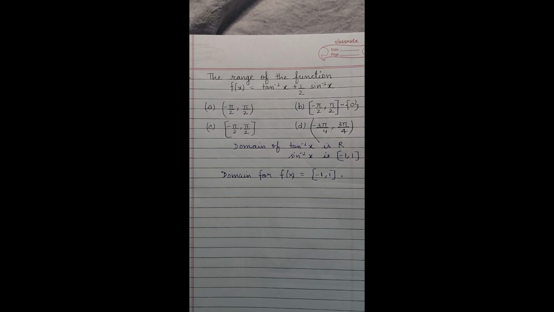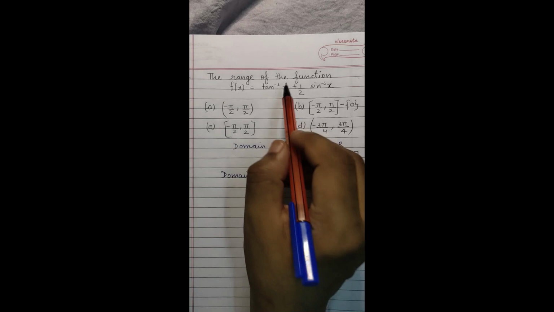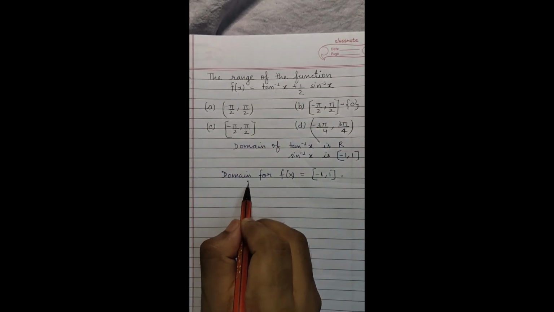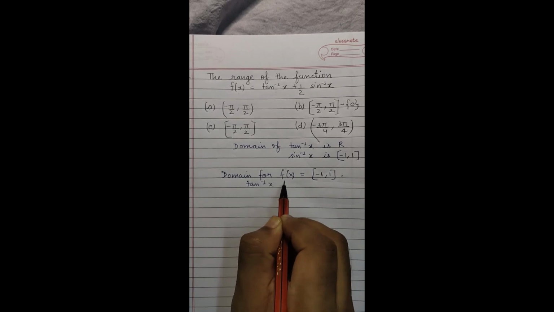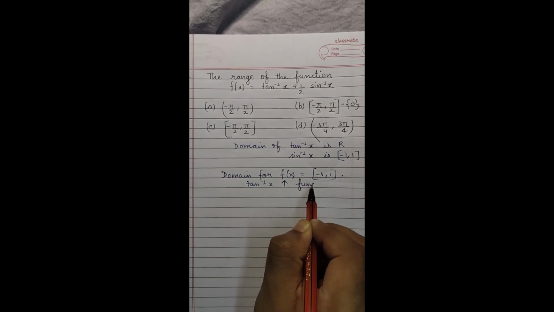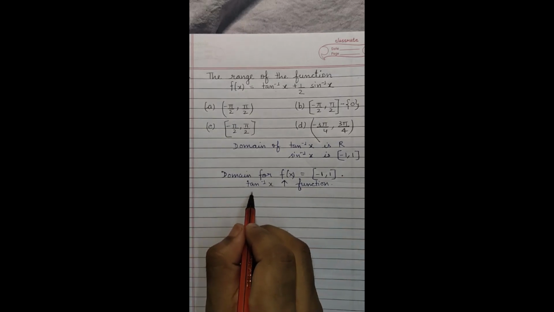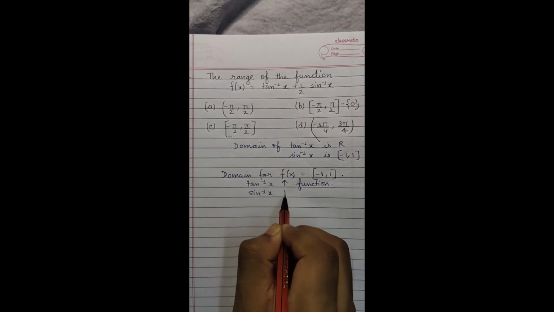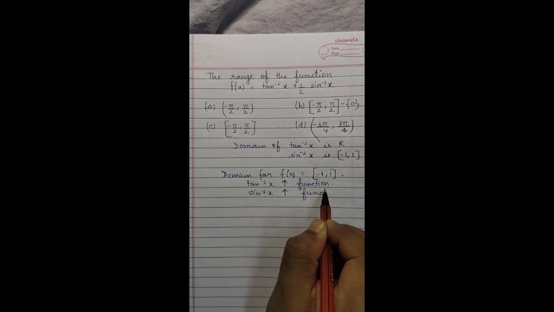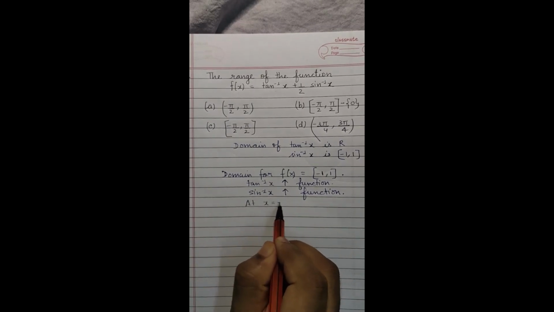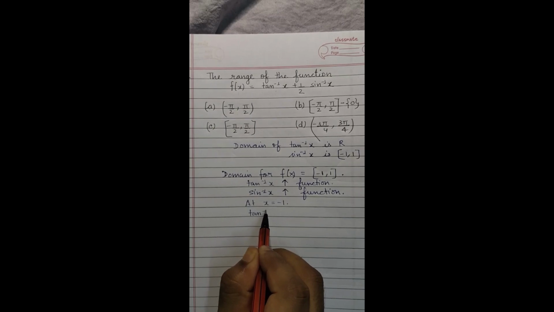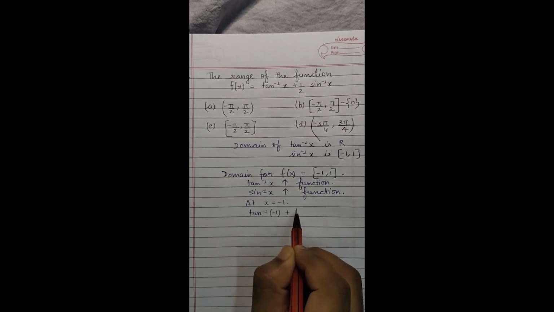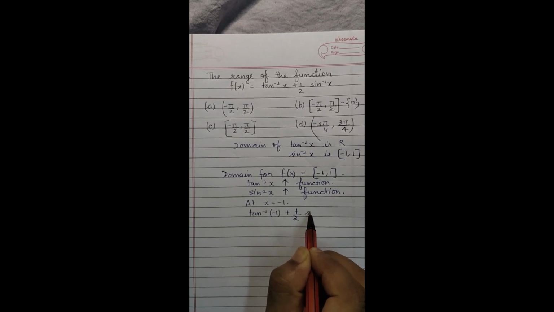In minus 1 to 1, I know that tan inverse x is an increasing function. Sin inverse x is also an increasing function in minus 1 to 1. So I can easily say that I will get the least value, the minimum value of the range, at x equal to minus 1. So at x equal to minus 1, I get tan inverse minus 1 plus 1 by 2 sin inverse minus 1.